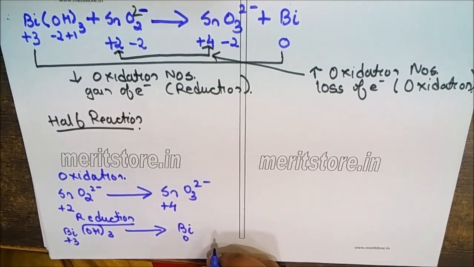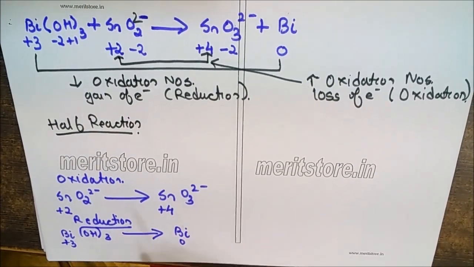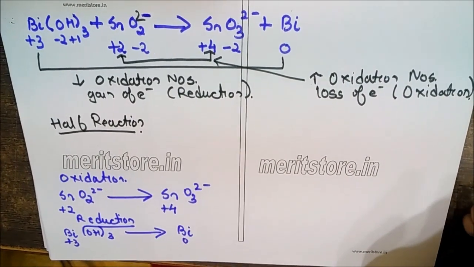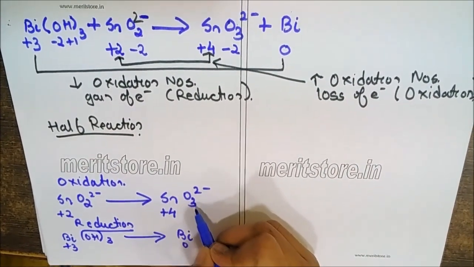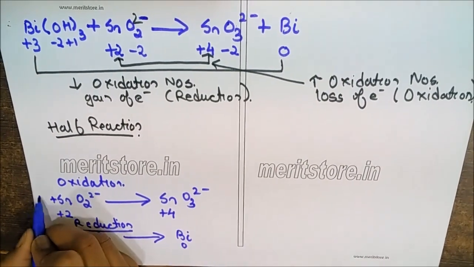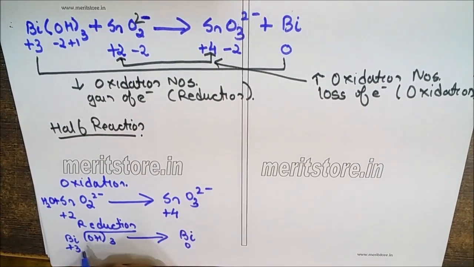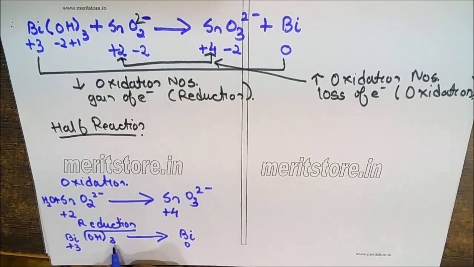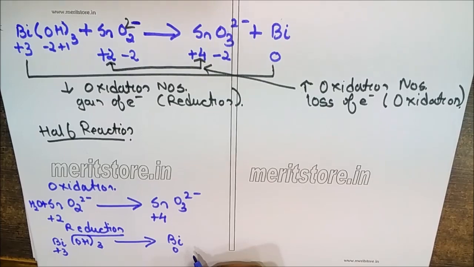Now after we have written the two half reactions, first we need to balance it for each atom. So one atom of Sn on both sides, we need to balance? No. Bi, one atom on each side, so that is also balanced. Now, we need to balance it for number of oxygen atoms, right? So look here, three atoms of oxygen here, and here there is how many? Two. So here we need to add one water molecule, okay? Look here, same way, here there is how many oxygen atoms? 1 into 3 is 3, and here there is none. So here we need to add how many? 3 water molecules.